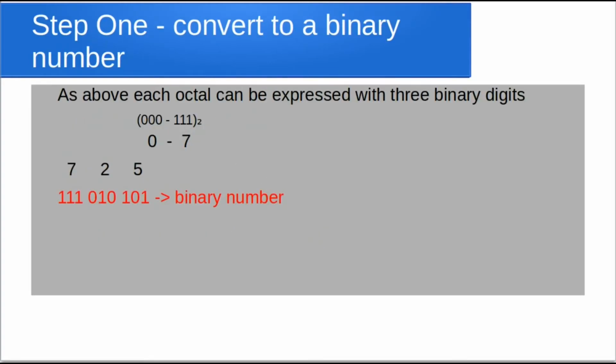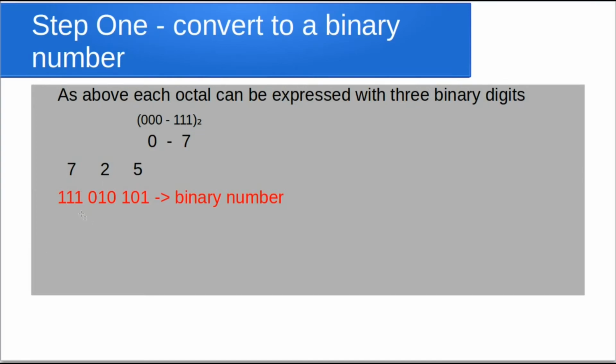Like before, we know that each octal digit can be expressed in 3 binary digits, from 0, which would be 000, to 7, which would be 111. So it's easy to match, because we just write down the 725 that we want to convert, and we know the 5 is 101, the 2 is 010, and the 7 is 111. So already we've converted it to our binary number. Very, very easy and quick.